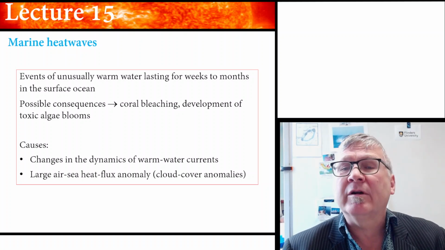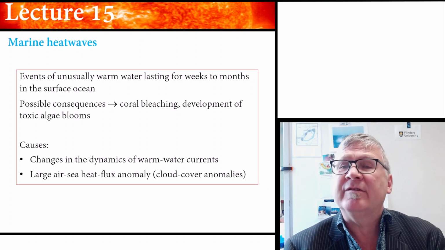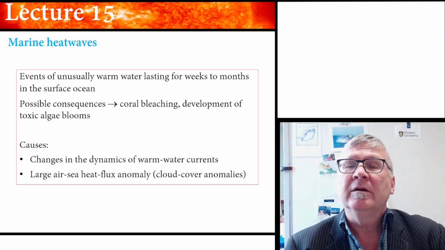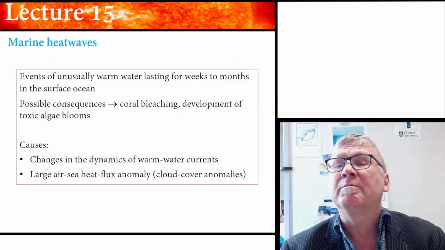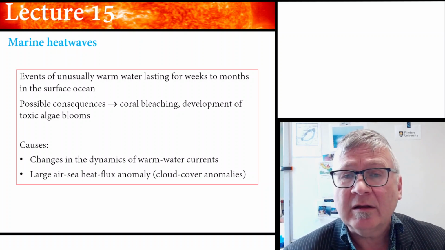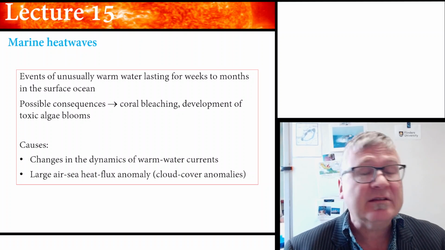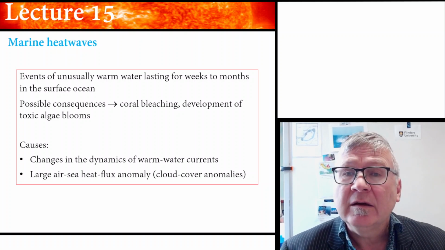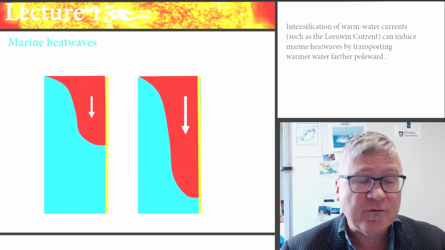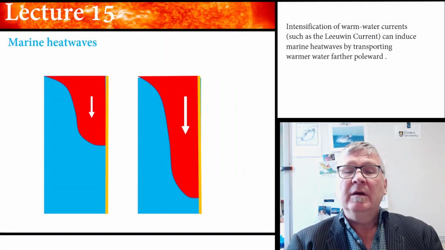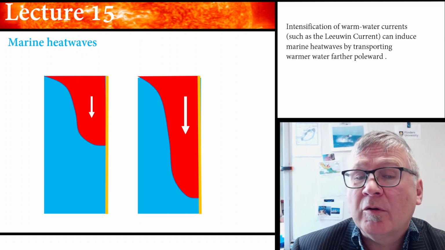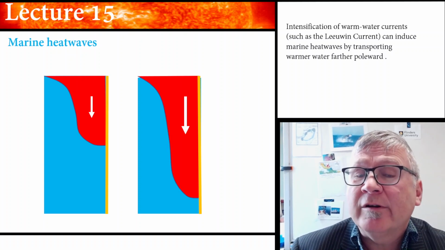What are warm water currents? Warm water currents are currents that move water from the tropics and subtropics poleward into cooler climates, like the Gulf Stream. But let's talk about the Australian ones. But first of all, let's have a look at one example of how a warm water current looks.